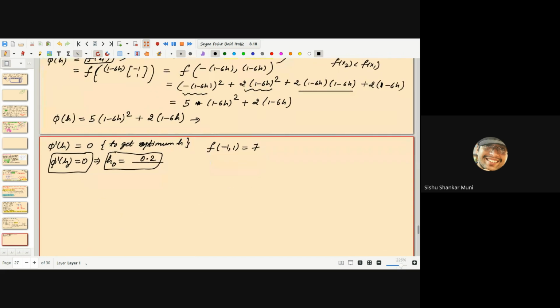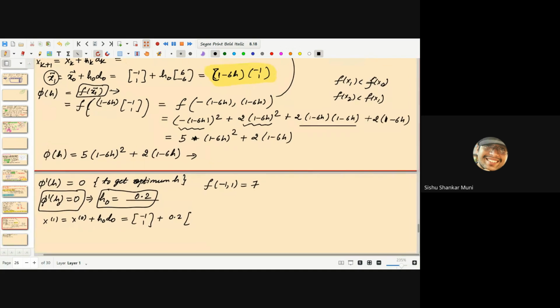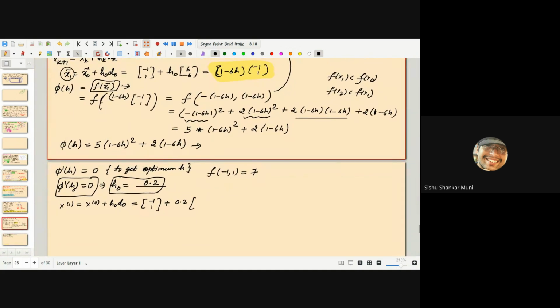Okay. Then can we compute x1 now? x1 is nothing but x naught plus h naught d naught. So that is equal to x naught, which is minus 1, 1, right? h naught is 0.2. d naught is minus 1, 1, right? No, 1 minus 1. Is it so? Correct, no? 6 minus 6.